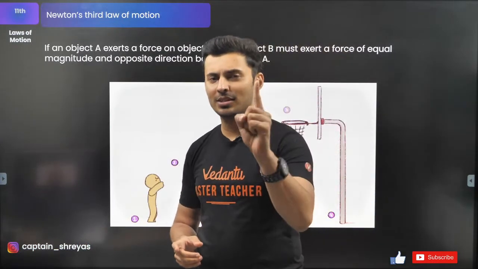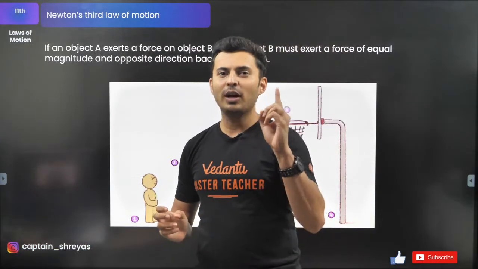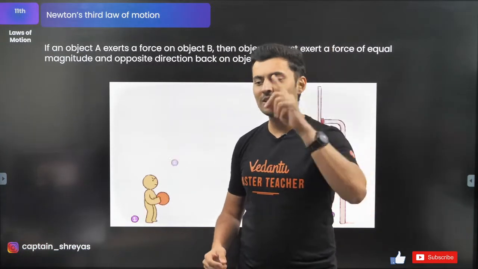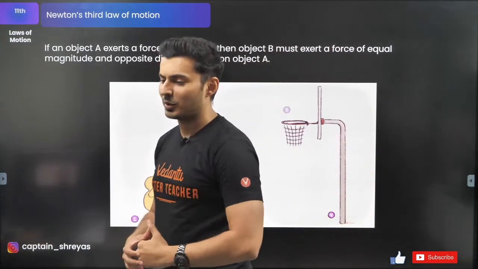There is only one exception to Newton's third law. There is only one force which does not follow the third law, and which is that force? Let's see how many of you are able to think about it.